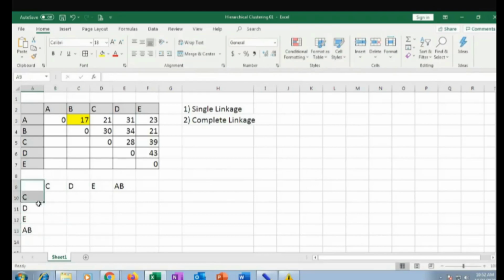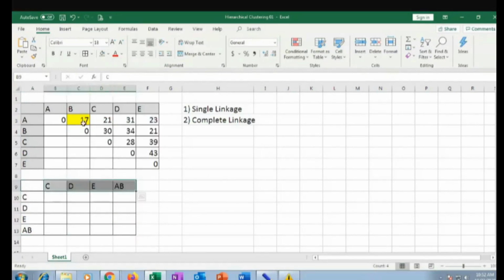Now what you will do is copy down the distances. C to C will be 0, C to D is 28, so I will write 28. C to E is 39, and then C to AB. You have to find out the distance with A and B, so it is 21 and 30. Since you are doing single linkage, you will copy the minimum one. What is the minimum out of it? It is 21, so I will write 21 over here.